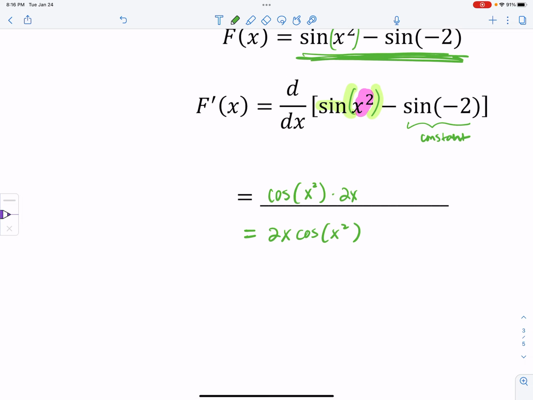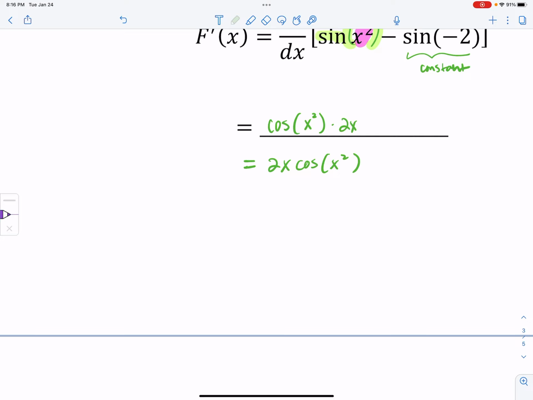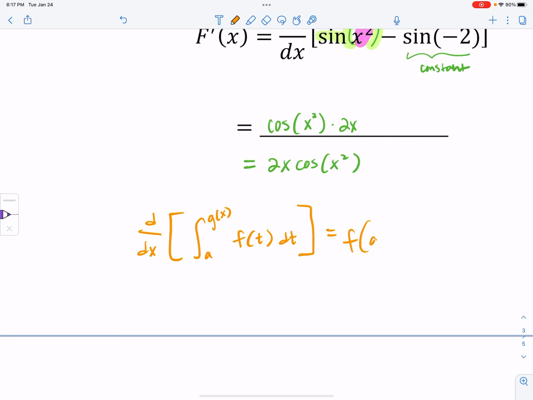So more generally, my more general second fundamental theorem of calculus would be, I'll do this in a different color, d over dx of the integral from a to, not x, but another function like g of x, of f of t dt. This ends up being equal to f of g of x times g prime.